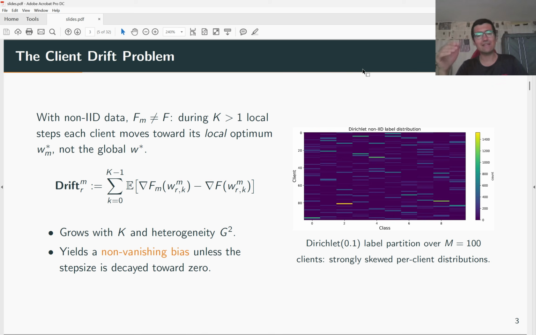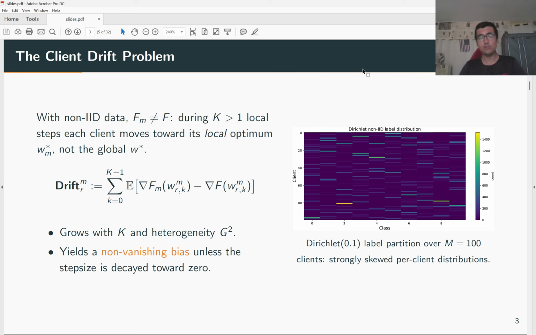So what exactly goes wrong? When data is non-IID, each client's local objective is different from the global one. During those K local steps, every client is quietly working toward its own local optimum rather than the global one. This is what the literature calls client drift. And the equation here summarizes it. It's the accumulated gap between local and global gradients along the local trajectory.